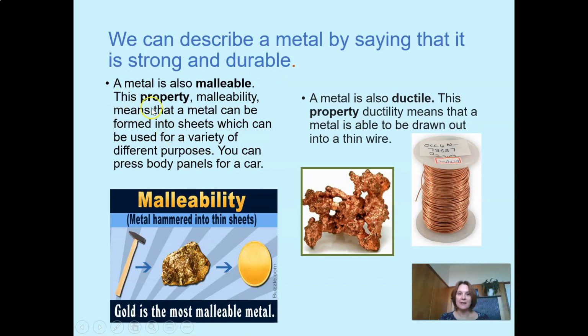If it has this property, it means that a metal can be formed into sheets which can be used for a variety of different purposes. You can press body panels for a car. Now, a good example is gold. It's a very malleable metal, and basically you hammer it into very thin sheets, so it's flat. A metal can also be ductile. This property, ductility, means that a metal is able to be drawn out into a thin wire. And a very good example here is copper. Copper is a very good conductor of electricity, so it is also very ductile and is used in copper wiring in our plugs at home.